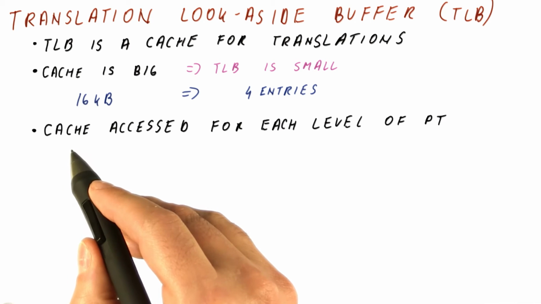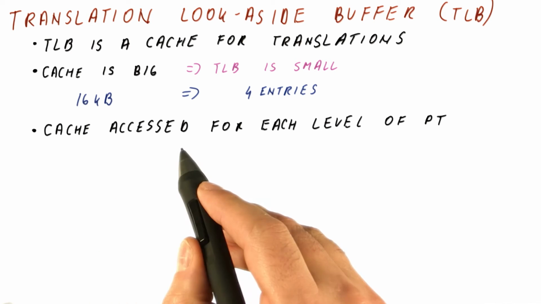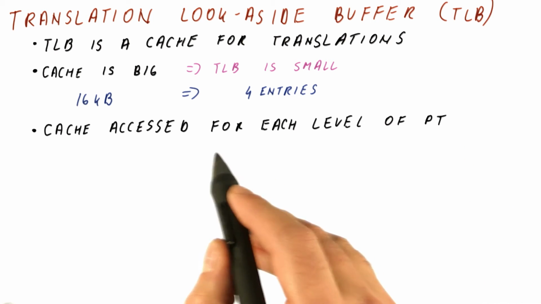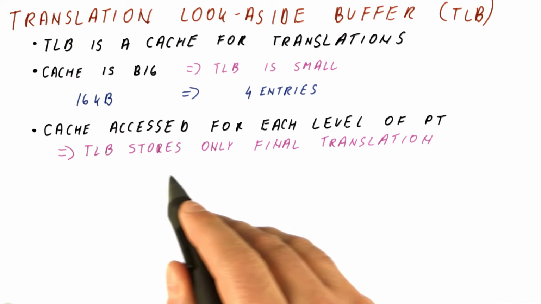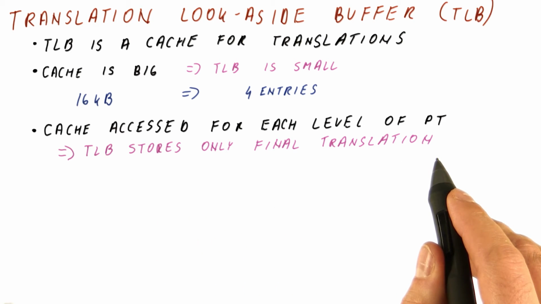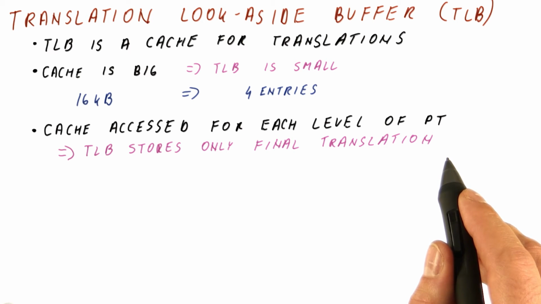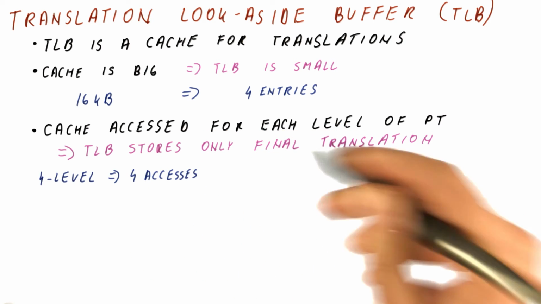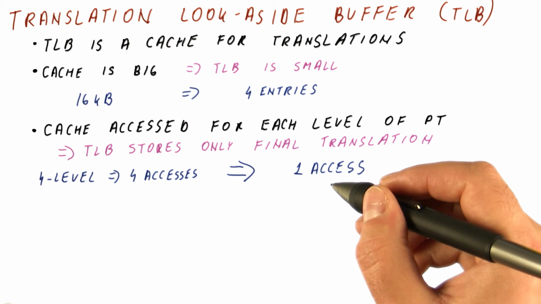Next, we have seen that in a multi-level page table, we access our cache for each level of the page table, because we need to look up all those entries in order to find the final translation. In contrast, the TLB only stores the final translation. Even if we have a 4-level page table, eventually we find what a given page number maps to, and we just store the frame number in the TLB, not the intermediate page table entries that we have been using to finally come up with the translation. So in a cache, we will have for a 4-level page table 4 accesses to do the translation. In a TLB, we do this in 1 access.